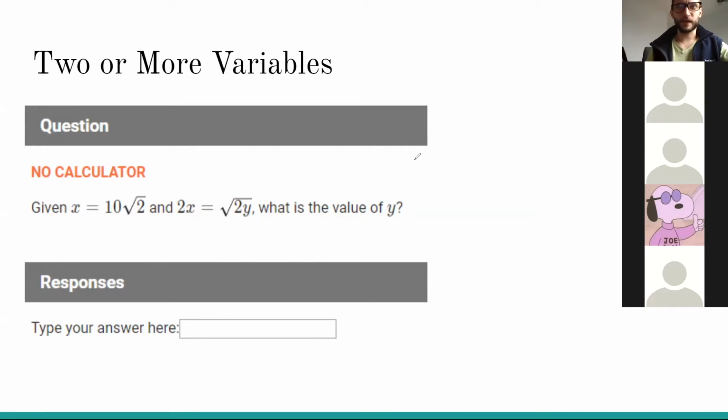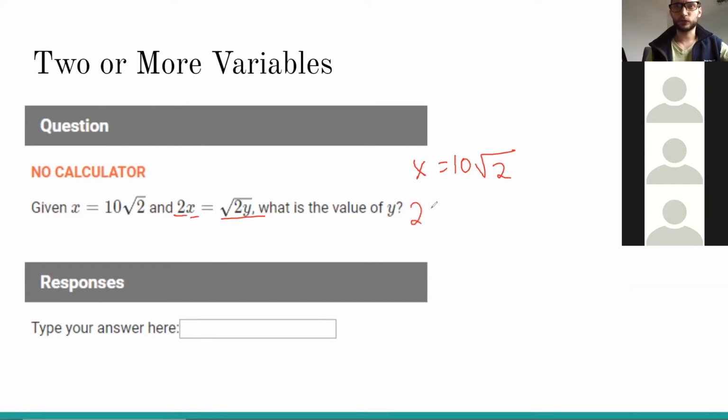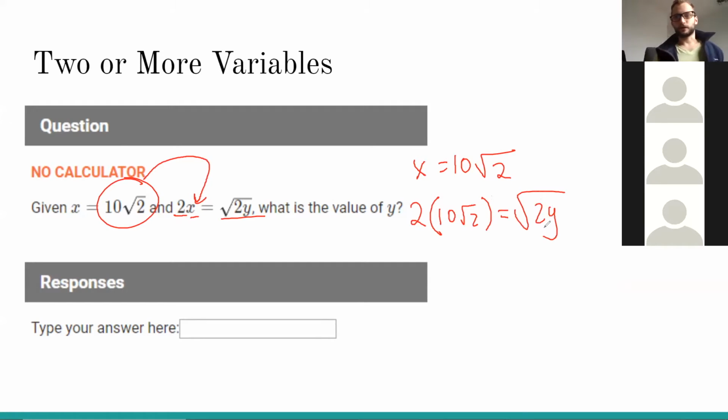So here we have x equals 10 root 2, and then they're saying 2 times x is equal to root 2y. So we're going to do 2 times x. Of course, the x here is 10 root 2, so we're going to plug that in. So we're going to do 2 times 10 root 2 is equal to root 2y. Then 2 times 10 root 2 is 20 root 2 equals root 2y.